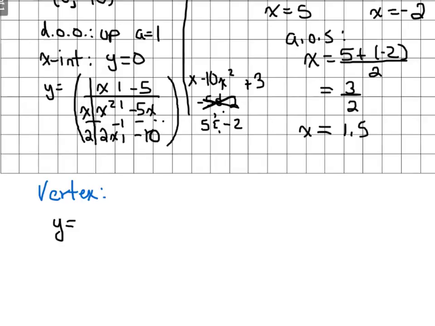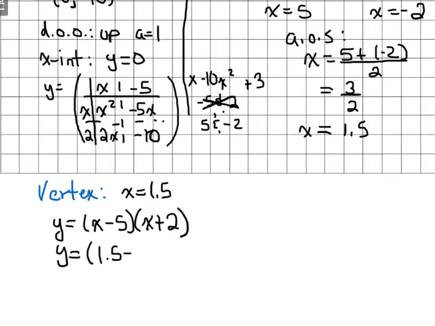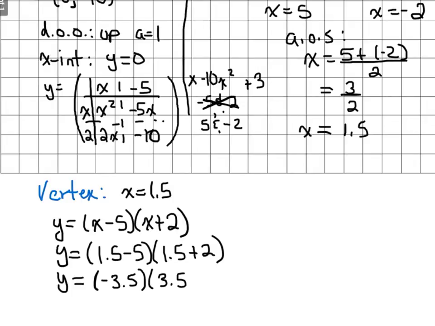So, I can use either factored form or the standard form. So we have x minus 5 times x plus 2, and I'm going to substitute in where x is equal to 1.5. So I have 1.5 minus 5 times 1.5 plus 2. And 1.5 minus 5 is minus 3.5, and 1.5 plus 2 is 3.5.